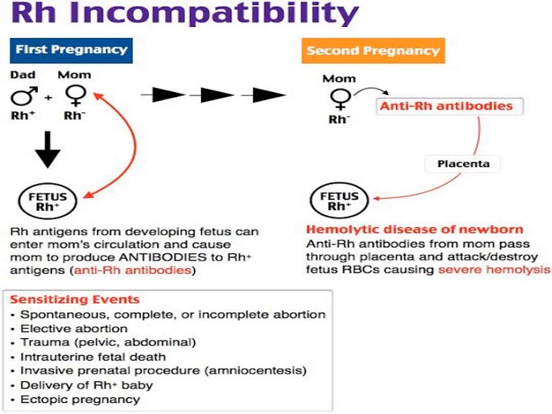RH incompatibility. So first pregnancy, the male positive and female negative. There is a birth, the baby is positive. In the second pregnancy, the fetus is RH positive, and there is hemolytic disease of the newborn, that is a severe hemolysis, and sensitizing events: spontaneous abortion and ectopic pregnancy.